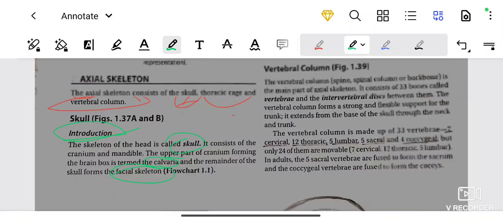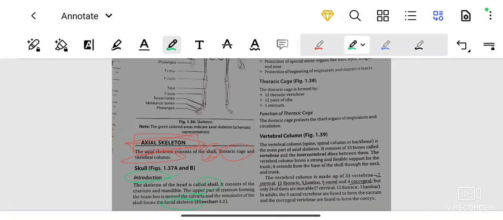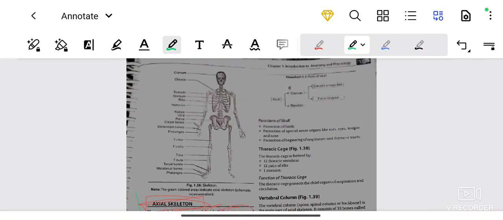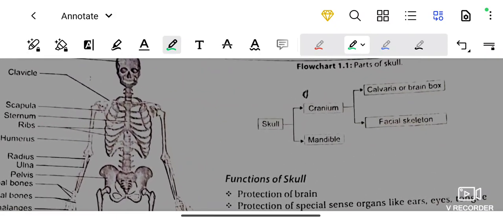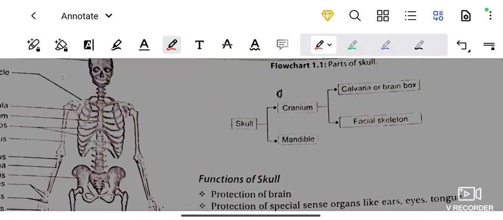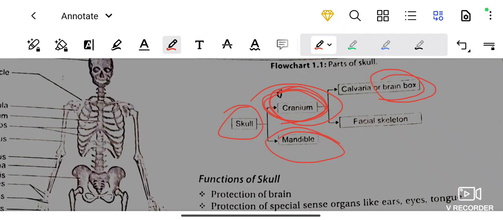Next, I will explain a flow chart. The skull has two parts, that is cranium and mandible. Cranium means the upper part of the skull, which forms the brain box, and the remainder part of the skull forms the facial skeleton.